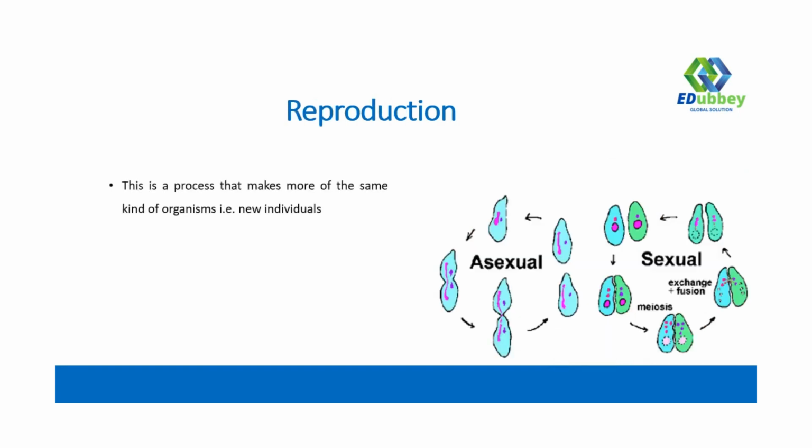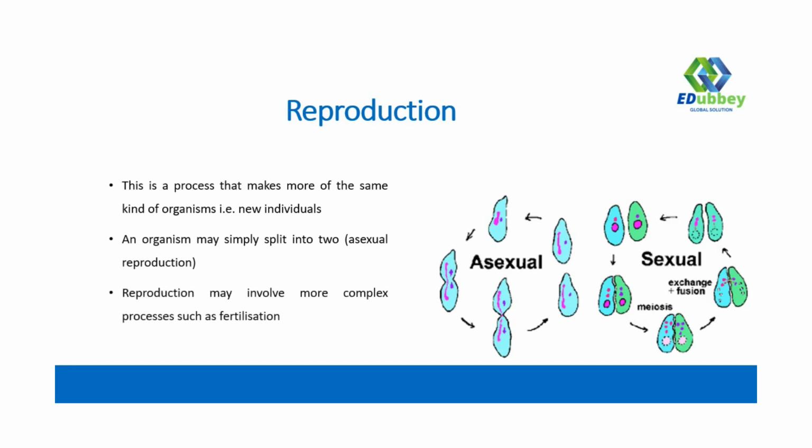Reproduction. We have two types of reproduction. We have asexual reproduction and sexual reproduction. It is the process that makes more of the same kind of organisms. That is the process that brings about new individuals. An organism may simply split into two, that is asexual reproduction, while reproduction may involve more complex processes such as fertilization as sexual reproduction. In conclusion, the listed characteristics can be remembered using the word ringer.